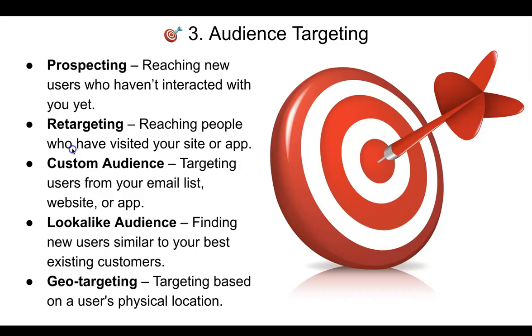And then you have your custom audience, which is targeting users from your actual email list, website, or app. Then you have lookalike audience, which is finding new users similar to your best existing customers, so kind of similar to your custom audience. And then you have geo-targeting, which targets based on the user's physical location.